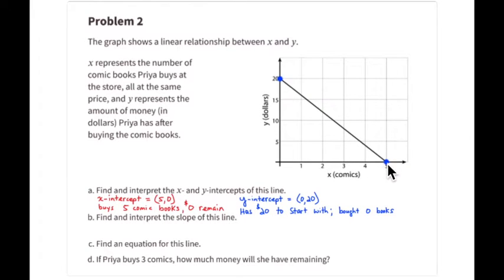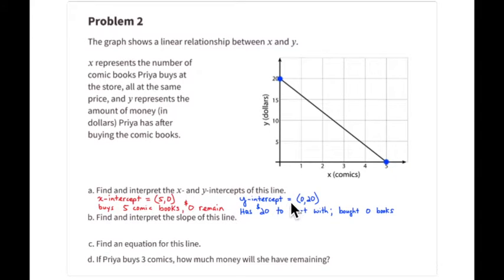So you go out to this point right here, that's 5, and the y coordinate is 0. So this x-intercept is at 5, 0. That means that she has purchased 5 comic books. And how much money does she have? Well, she doesn't have any more money because she has spent all of her $20. So that's now $0 and 5 comic books.